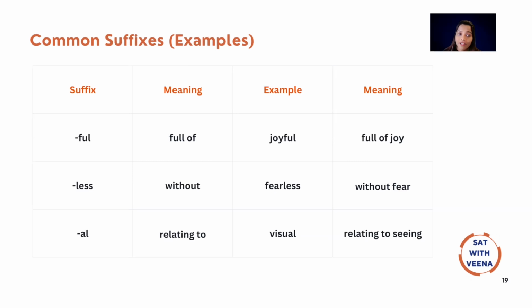Let's look at three common suffixes that frequently appear in SAT vocab. First, ful means full of. For example, joyful means full of joy. Second, less means without. So fearless means without fear. Al means relating to. In the word visual, the suffix al helps to create a word that means relating to seeing. So recognizing suffixes can also help you quickly break down unfamiliar words on the SAT.